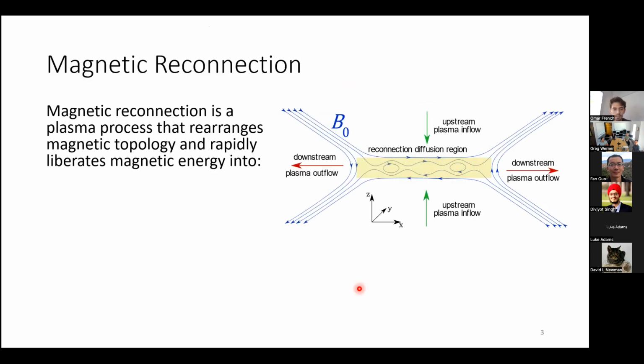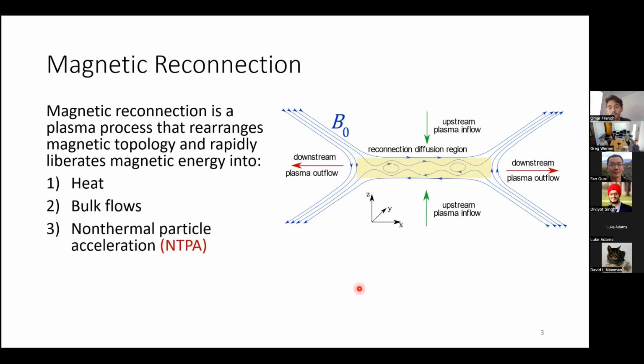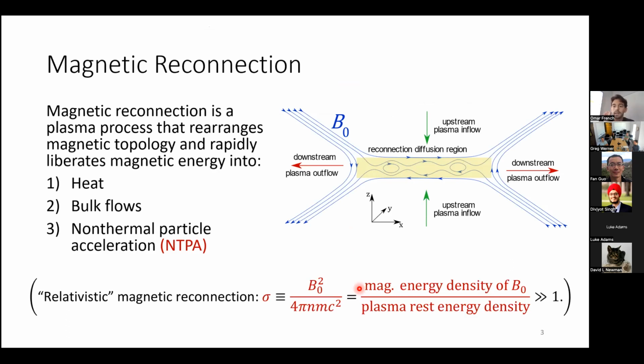So to begin, magnetic reconnection is a plasma process which rearranges magnetic topology and rapidly liberates magnetic energy into heat, bulk flows, and non-thermal particle acceleration. And it is this third channel which we are interested in studying in this project. What we mean specifically by relativistic reconnection is when the plasma is magnetically dominated, such that the magnetic energy density of the reconnecting magnetic field greatly exceeds that of the rest of the plasma.